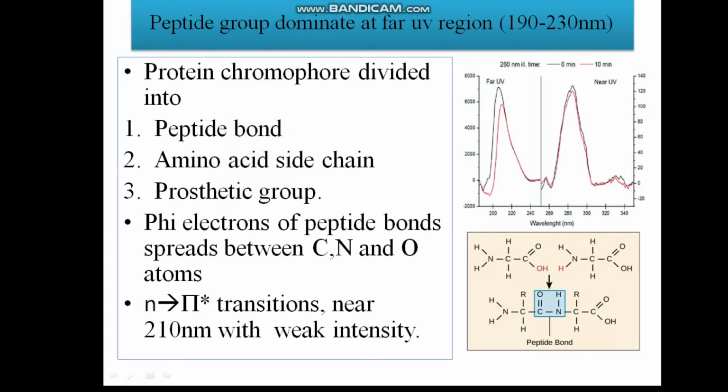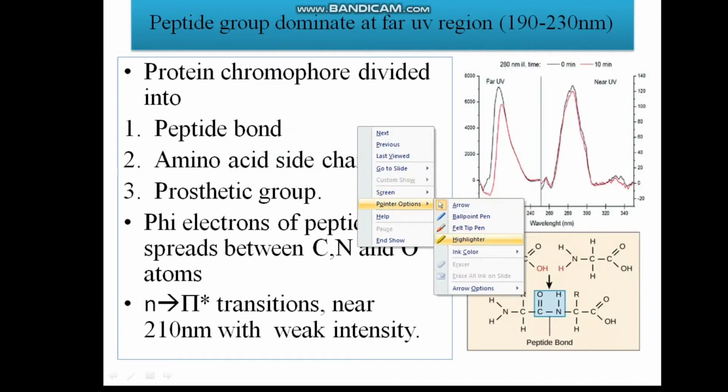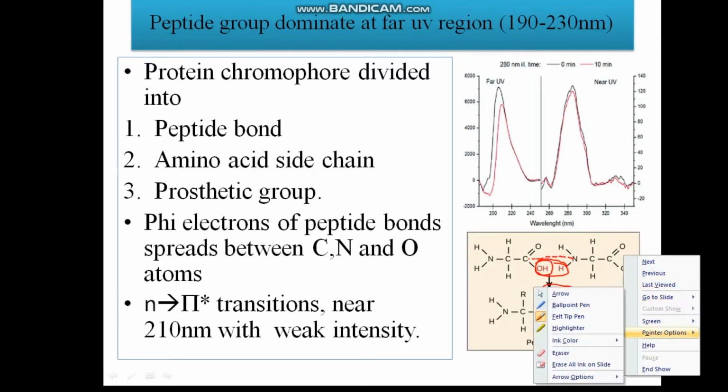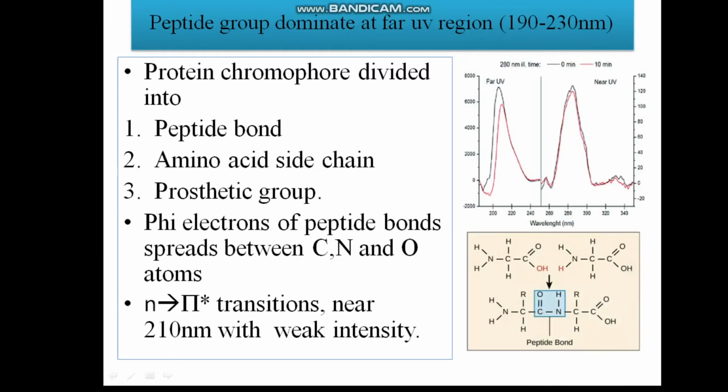So what is a peptide? A peptide is this. This is the peptide. The carboxylic group OH and the amine group of another amino acid condense such that water is eliminated, and there is a new bond formation. This bond is called the peptide bond. So this is the peptide bond.